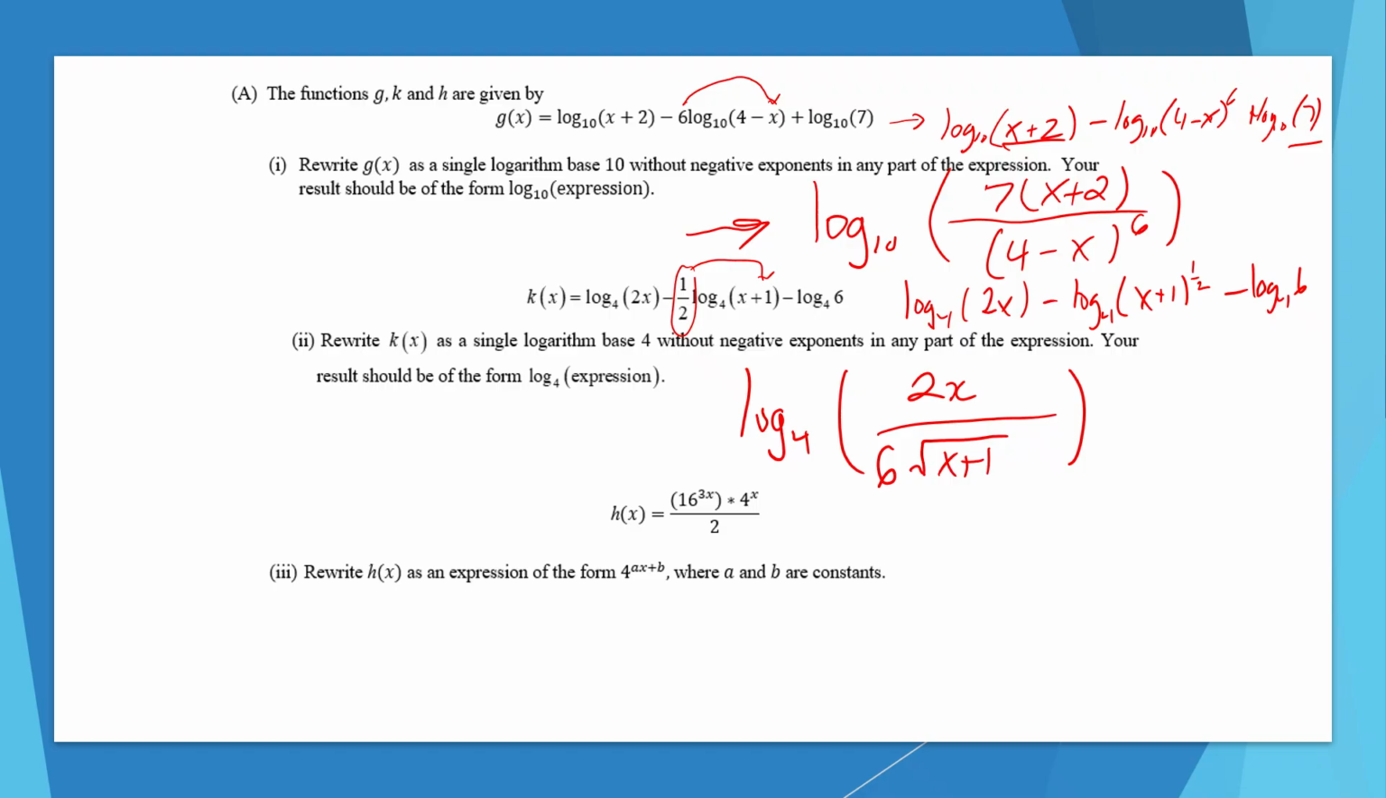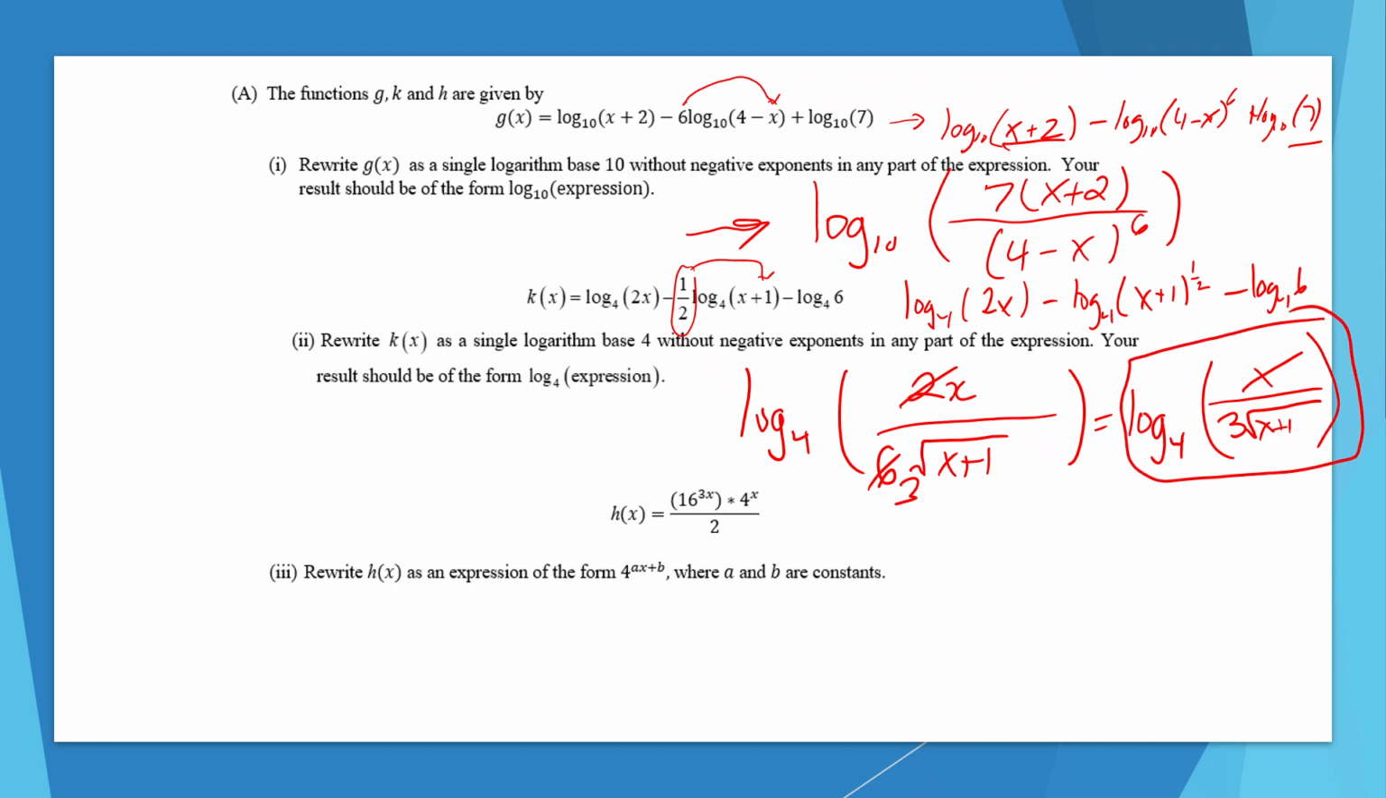Here, I would expect you to be able to make the simplification of canceling those out to get log base 4 of x over 3 square root x plus 1, and that should be our answer there. So with anything multiplication based, there are typically simplifications you can make if possible.